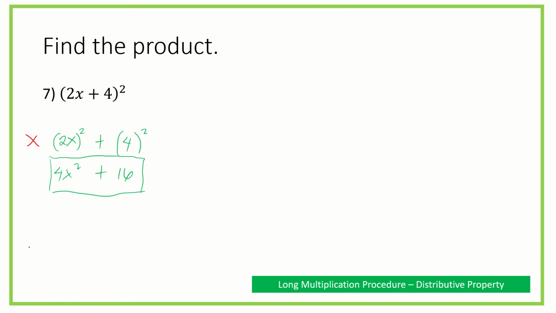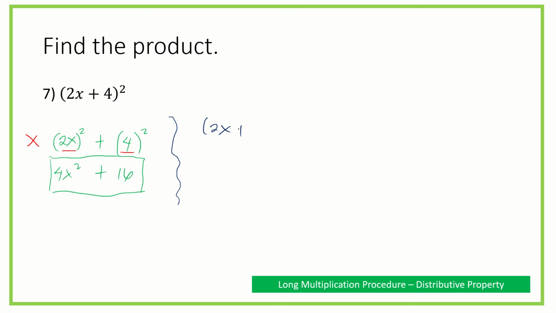So take note that this kind of way is only if the operation between those two bases is multiplication. So we're not supposed to do that when there's an operation between 2x and 4, which is a plus, and we simply get the square of both terms. So this is wrong. Okay, what should be the correct way?